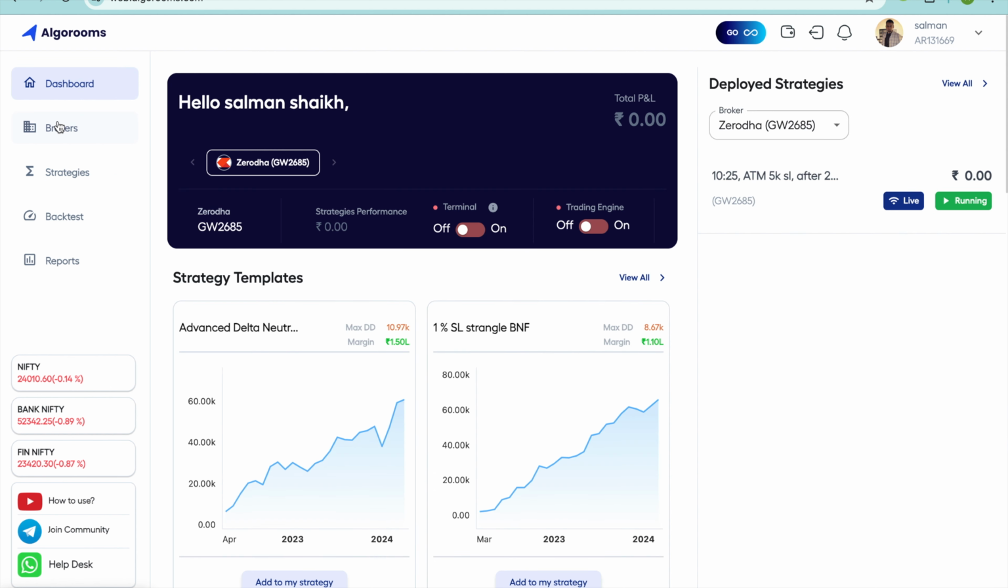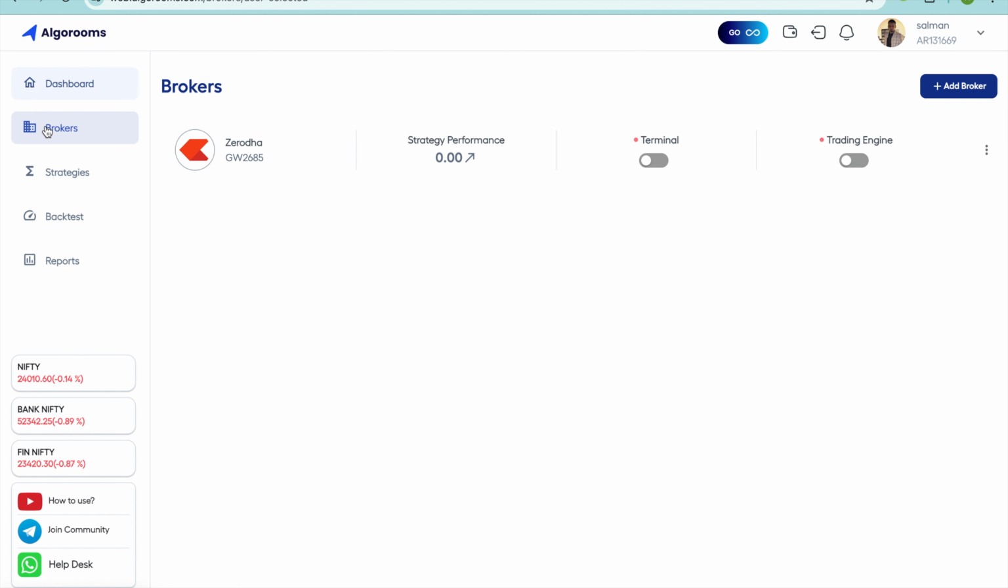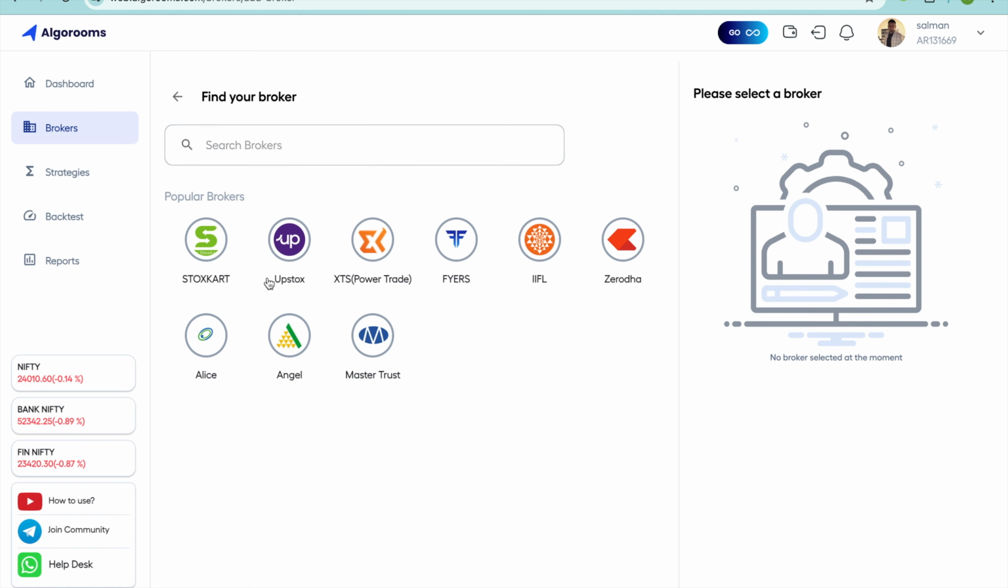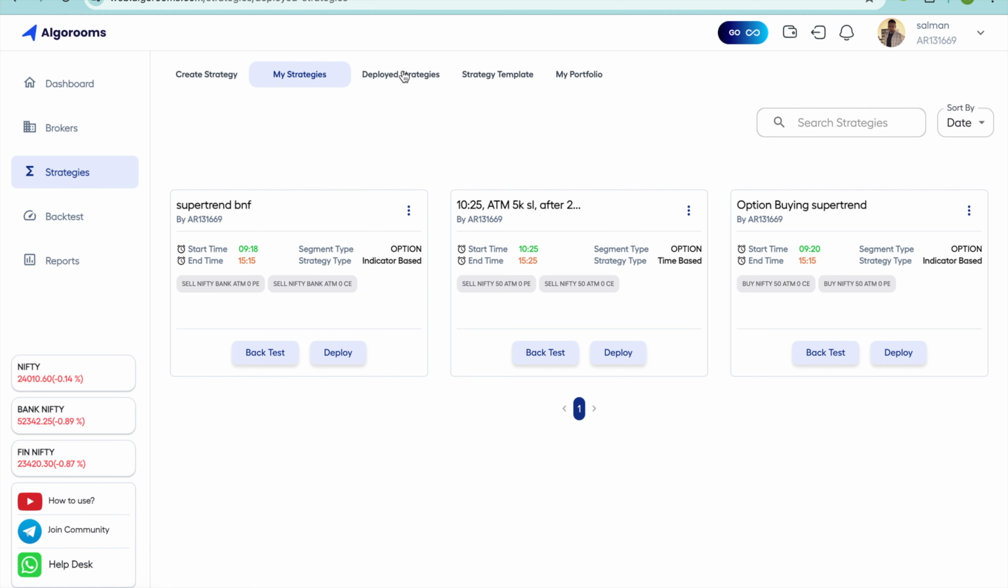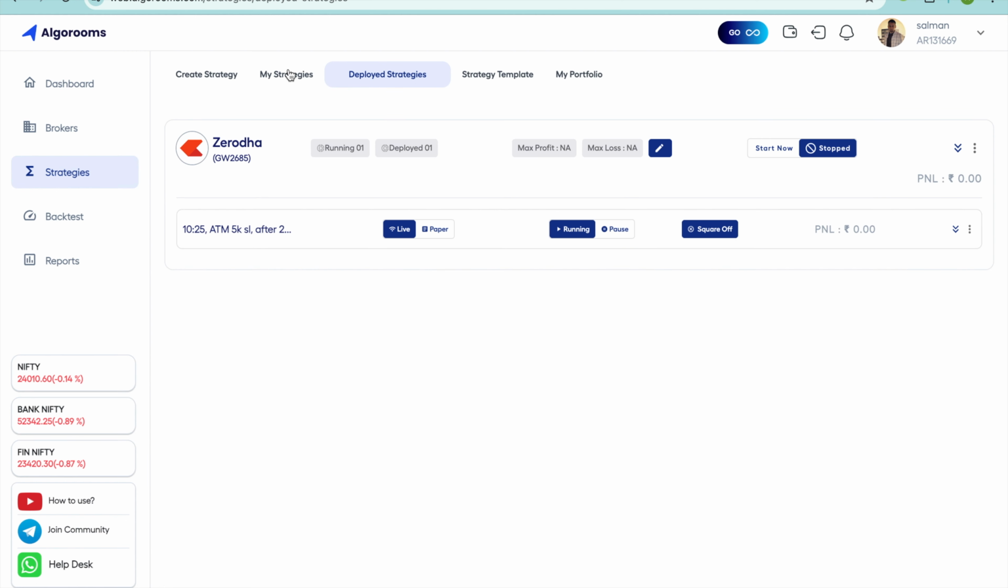Okay, from Algorooms. And here I have tied up my Zerodha account. You can tie up any other broker account as well. Here you can see I have put on a broker, you can use other kinds of brokers as well. I have put Zerodha. So that's it. In case you want to know how to add the broker and basic options trading strategy, delta neutral strategy, I have already explained in my previous video, so you can check that.